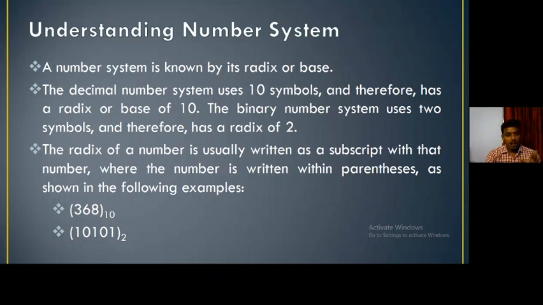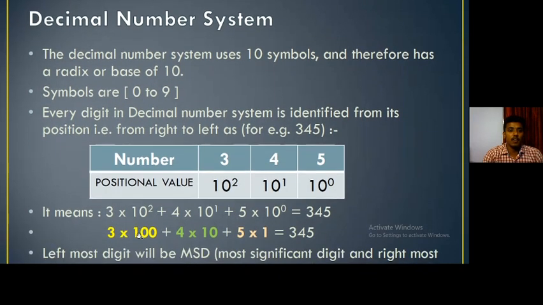Based on the base or radix, we identify which particular number system a number belongs to. From these examples, you can identify that 368 is a decimal number. And 10101 base 2 belongs to which number system? It is a binary number. Okay, clear? Next, we will discuss the decimal number system.